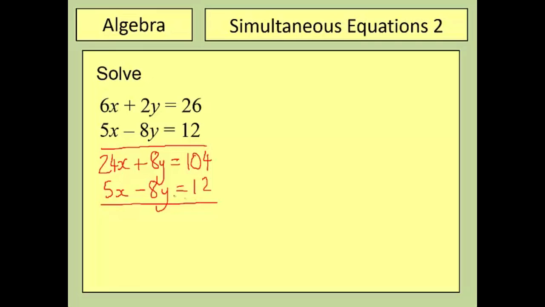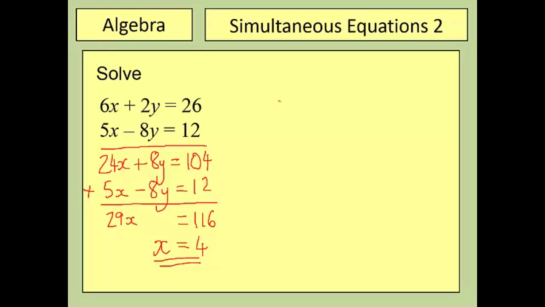And since those signs with the 8y's are different, I will add the equations. 24x plus 5x is 29x, 8y plus negative 8y is 0, and 104 plus 12 is 116. So if 29x equals 116, I need to do 116 divided by 29, which comes out as 4. So x is 4. I take x equals 4 and substitute it into one of the equations.